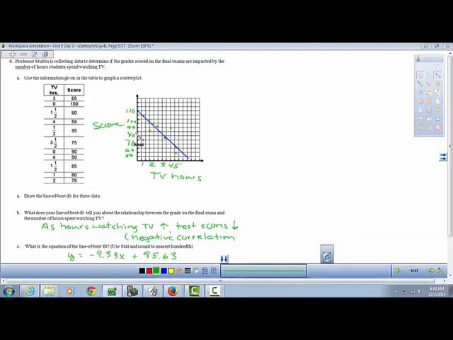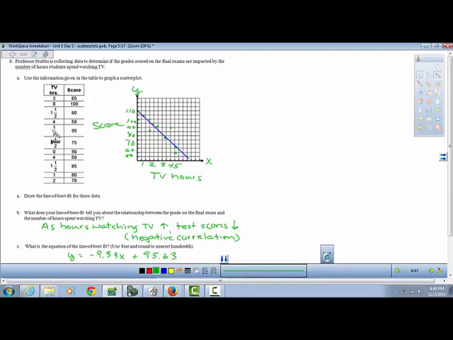Okay, so your graph should look somewhat like this. Yours should be a little bit neater than mine, a little more precise. I just kind of threw it on there. Score is your y-axis, TV hours are your x, your input, score is your output. This is about my line of best fit. I just kind of estimated. This equation down here gives us the actual line of best fit. So our line of best fit tells us that as the hours watching TV increases, then the test scores are decreasing, and that's a negative correlation.